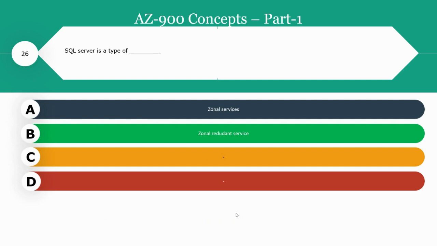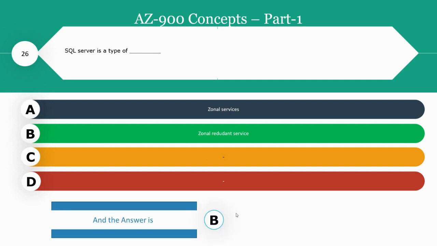SQL Server is a type of zonal service or zone-redundant service. With zone-redundant services, replication of the data is performed automatically to protect resources from single points of failure. Zone-redundant storage, for example, replicates the data across 3 zones so that if a zone fails, it will not impact the high availability of the data. So the right answer is option B.